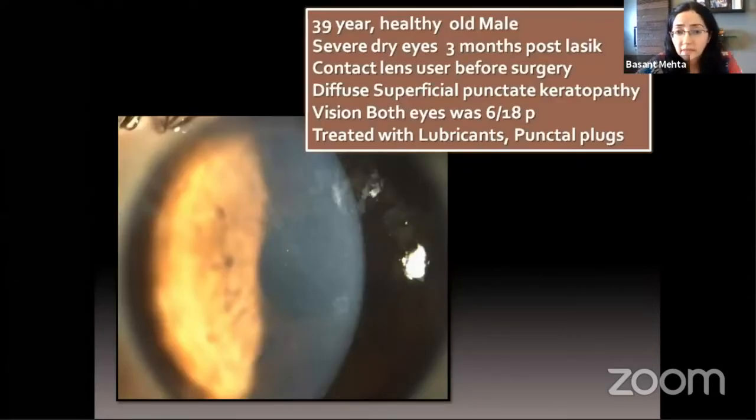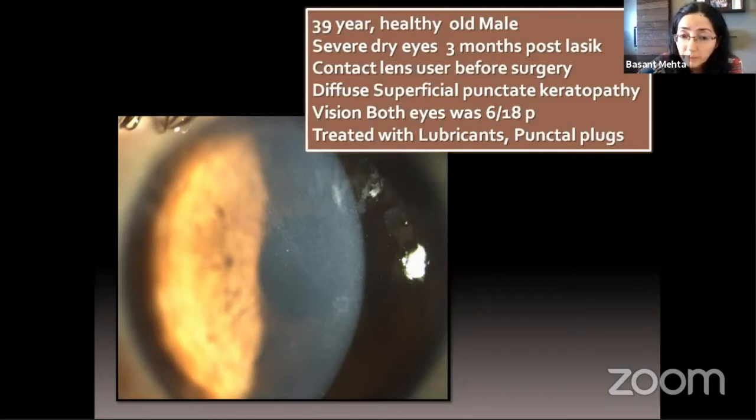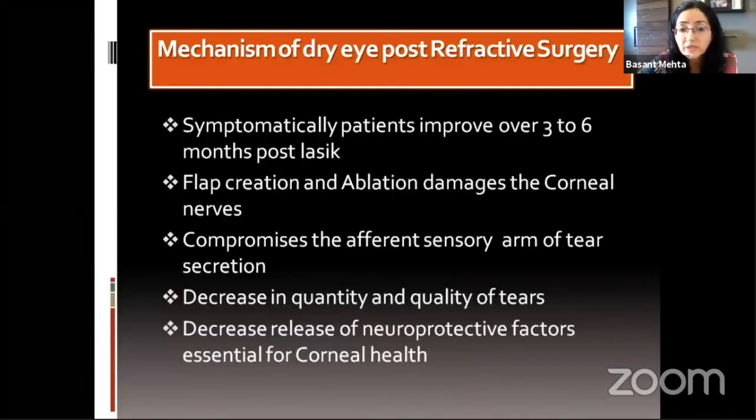So now the second case is a 39-year-old healthy male who came to us with severe dry eyes 3 months post LASIK. He was a contact lens wearer prior to surgery. He came with diffuse superficial punctate keratopathy and he was very unhappy with the vision. We treated him with topical lubricants and he also required punctal plugs for the resolution of his symptoms.